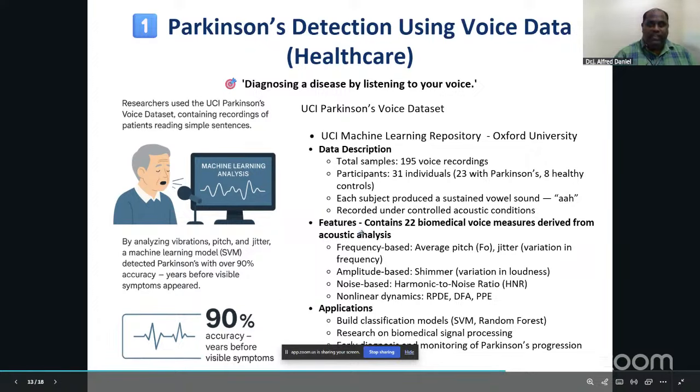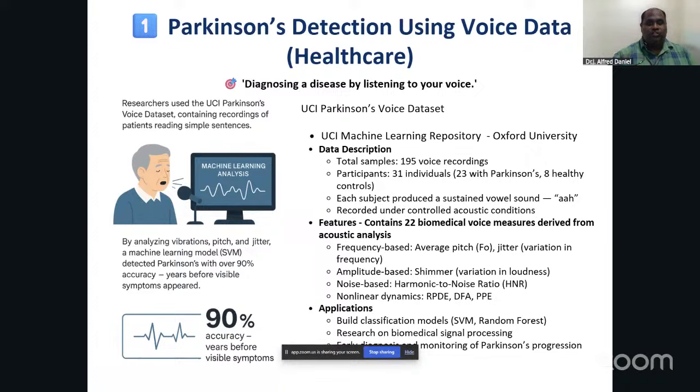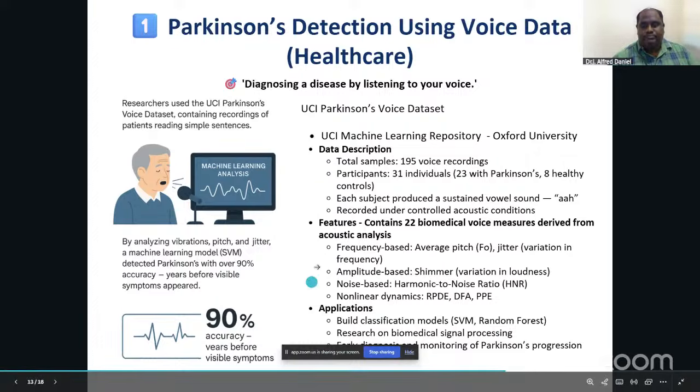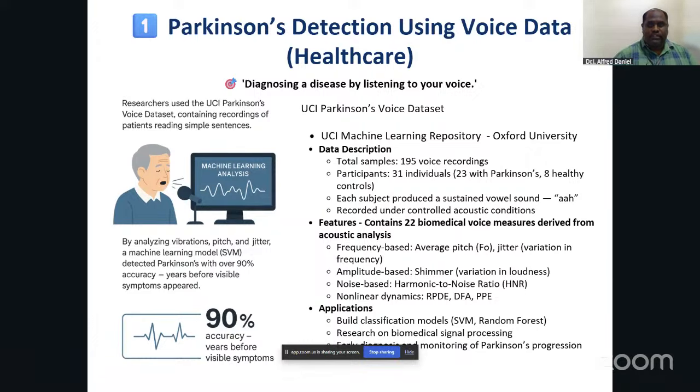So this is how Parkinson's detection is attained through voice data. They've used only 3 parameters: vibration, pitch, and jitter. They've used SVM, and the accuracy is around 90%. So what is the application? They have only used SVM, so the research can be focused on random forest in order to improve the accuracy, and it can further be used for biomedical signal processing, and for diagnosing and monitoring Parkinson's progression. This is an important case study, and also an interesting one, because voice data is used to detect Parkinson's disease. So, diagnosing a disease by listening to your voice.